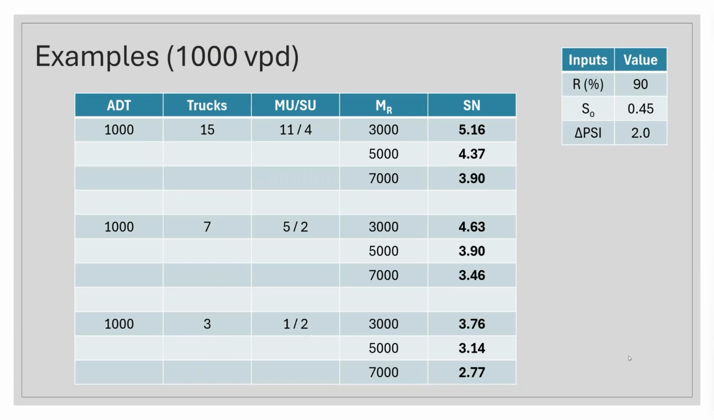Okay, what if I take this down to only 1,000 vehicles per day? And I still have those same combinations, 15% trucks, resilient modulus levels of kind of a low, medium, and high, 3,000, 5,000, 7,000. Then my structural numbers up here are 5.16, 4.37, and 3.90. When I drop the truck percentage, you can see that that also brings down the structural number. So I have less structure required for those conditions. And then same thing, I drop it again when I have only 3% trucks.